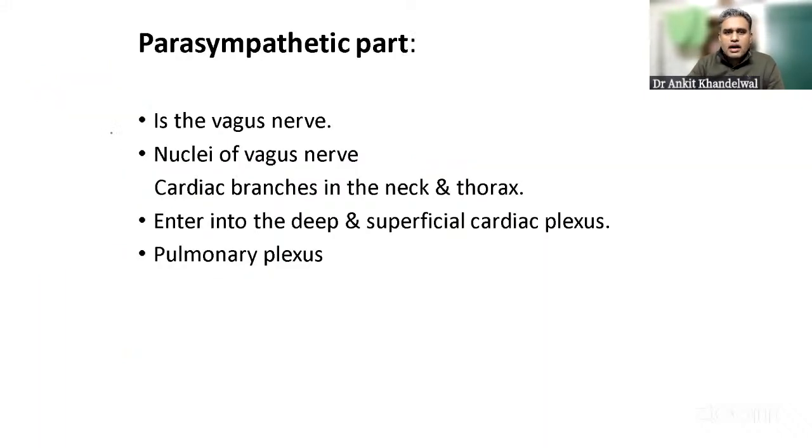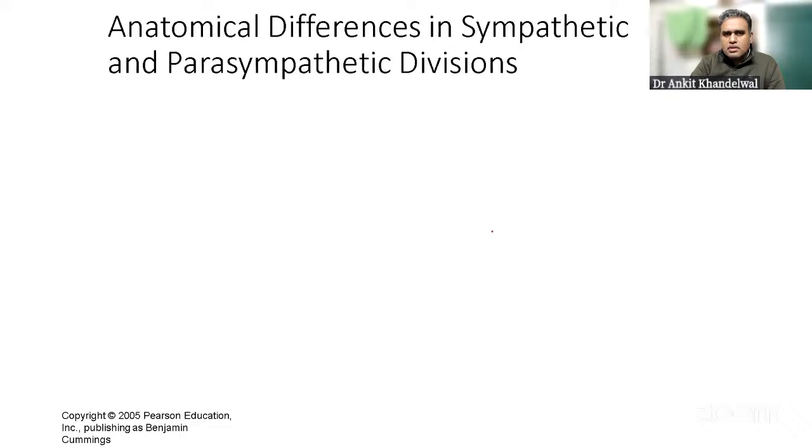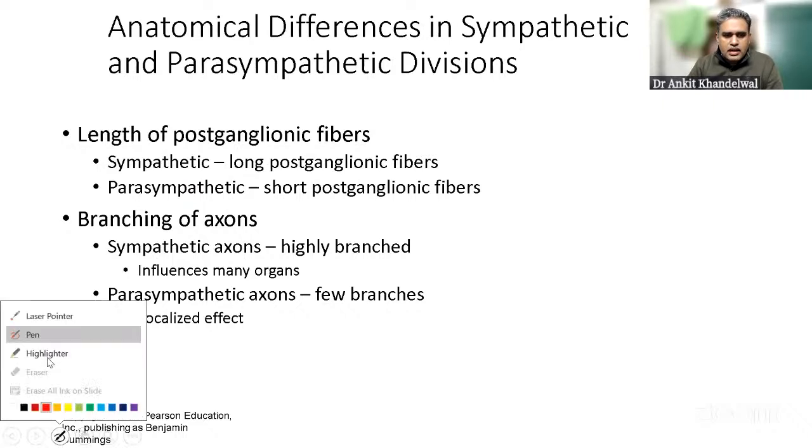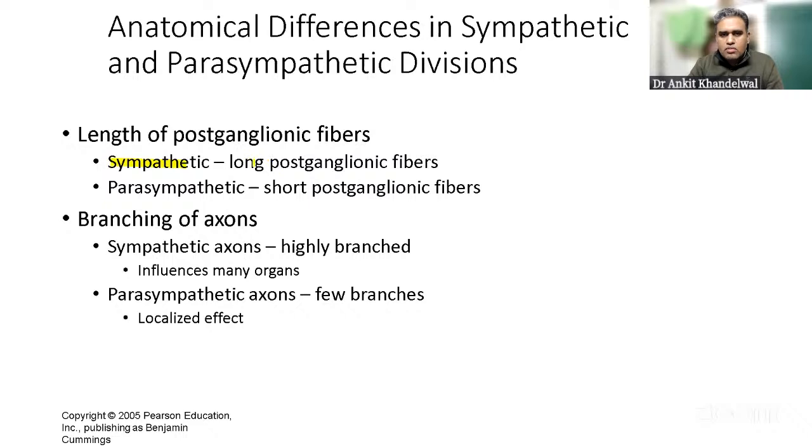Now let us see some images over here. For the parasympathetic part of the head and neck, you have the vagus nerve, and they also go to the cardiac plexus. We'll just see, just be with me. Anatomical differences between sympathetic and parasympathetic: sympathetic always will have a long postganglionic. Let me use a highlighter over here. Sympathetic will have long postganglionic, and parasympathetic will have short postganglionic. Short means fiber length.